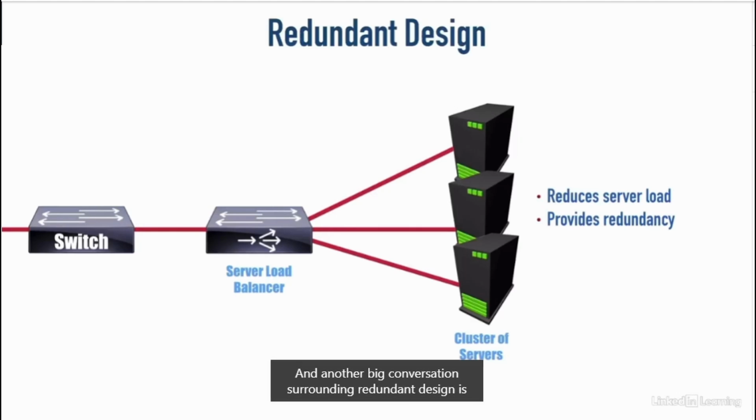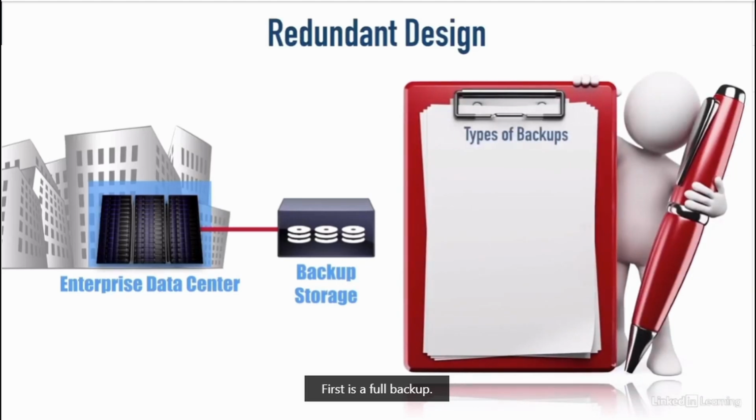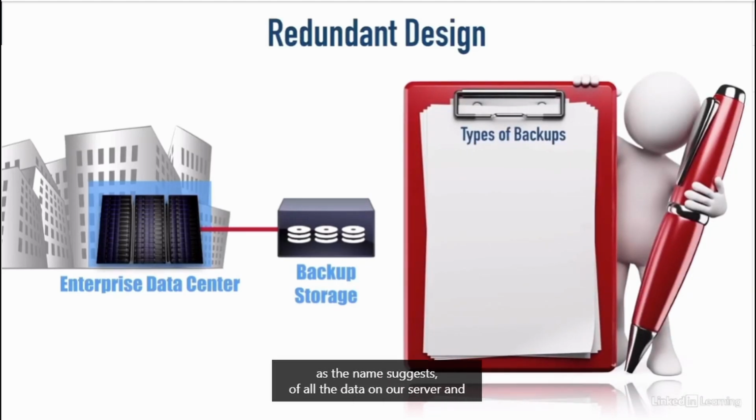And another big conversation surrounding redundant design is what we do for disaster recovery. First, here are a few different types of backups that I would want you to know about. First is a full backup. This is where we're making a full backup, as the name suggests, of all the data on our server.